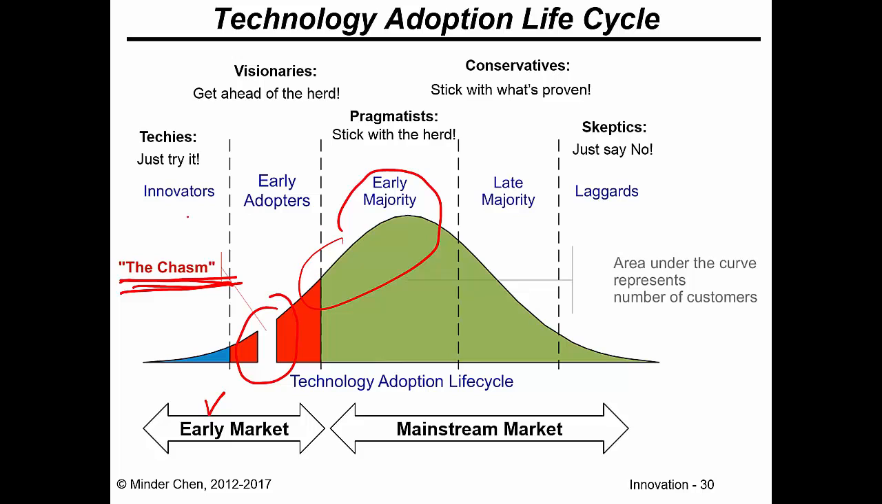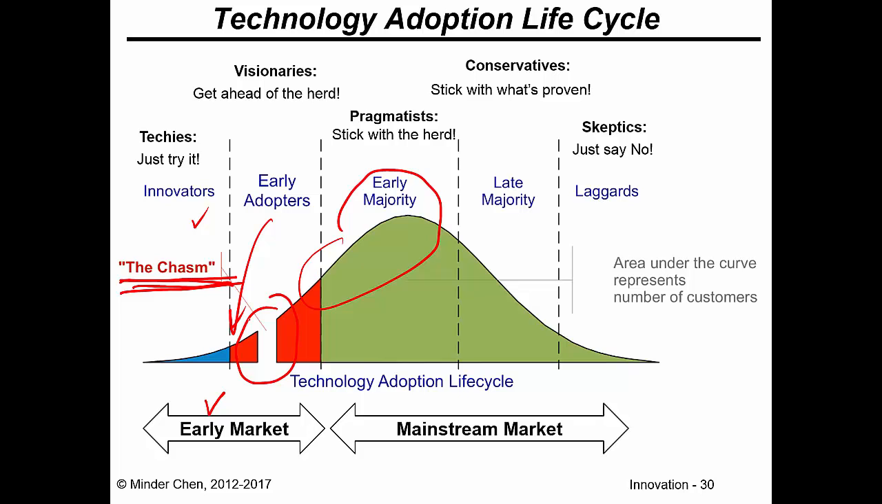And innovators, by the way, and some of the early adopters, they're willing to try anything new. They're more tolerant in terms of some of the bugs in the new products. As long as it has some feature they really want, they're willing to give it a try. And so they're more tolerant in that case.